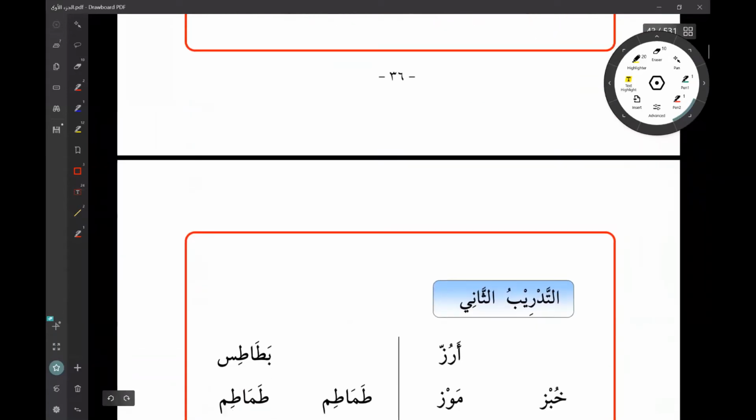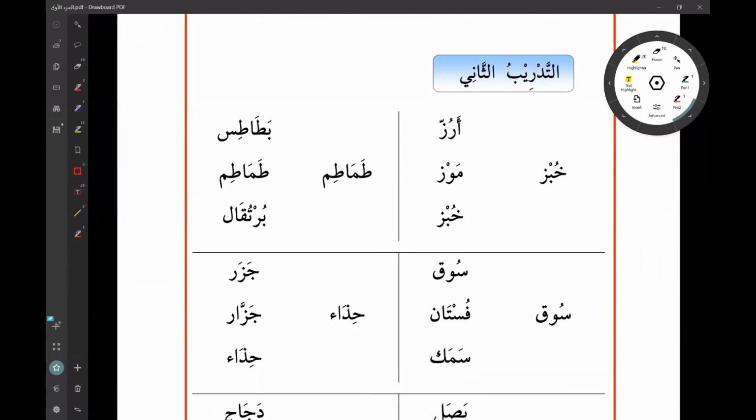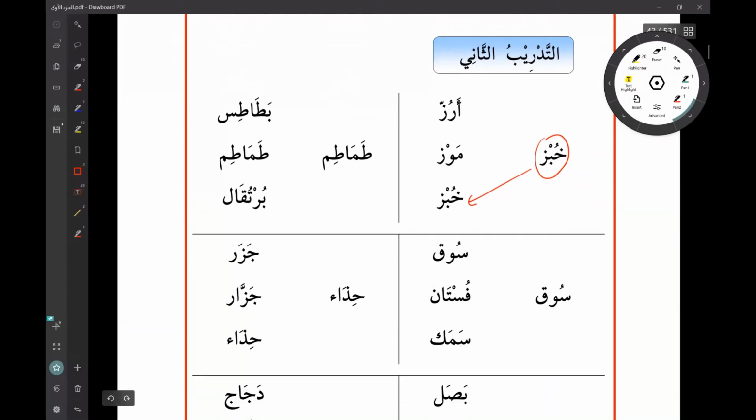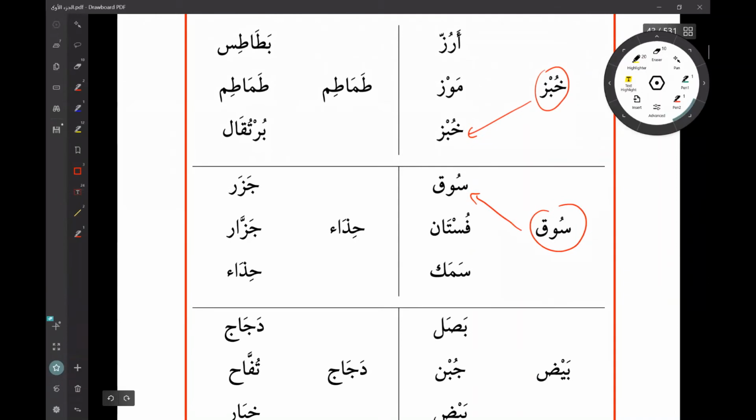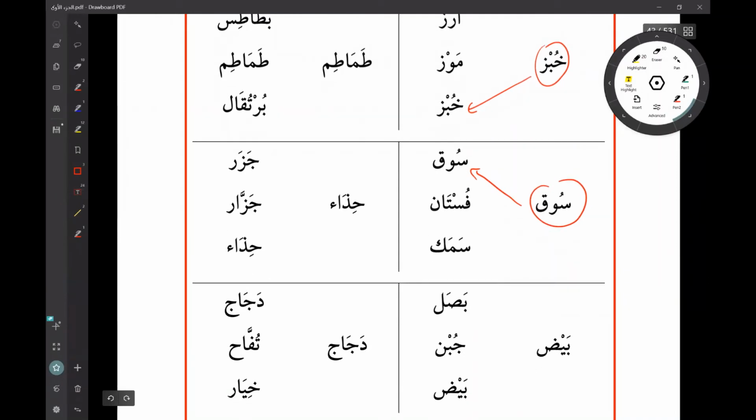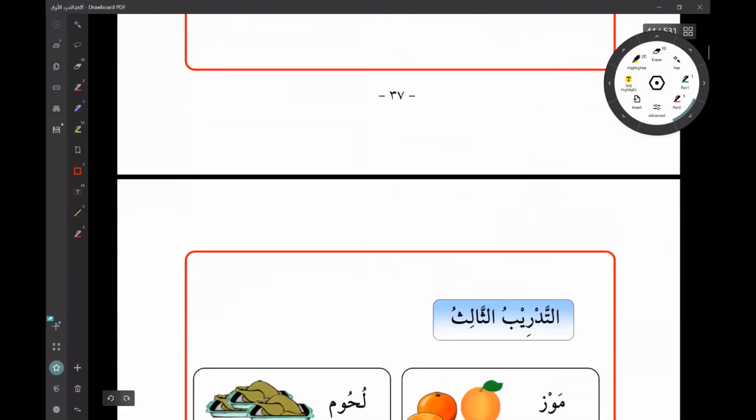Jayid, the next exercise, at tadrib thani, is our famous or infamous exercise, which is connecting. But as I explained to you before, before you connect, make sure you know the word. Khubz, bread, here's a khubz. Souk, market, here's a market. Okay, please follow through these exercises. Don't skip any of them.